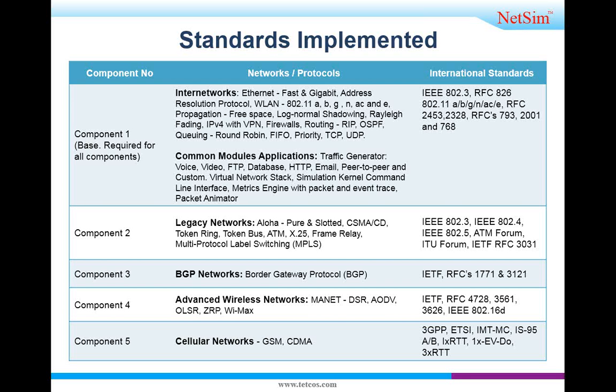Component two has legacy networks, some previous networks we used to design. It has Aloha, pure Aloha and slotted Aloha, then CSMA/CD, token ring, token bus, and frame relay. All these are legacy networks. Then component three has the BGP network, Border Gateway Protocol. Component four is advanced wireless network, which contains MANET and WiMAX. MANET has DSR, AODV, OLSR, ZRP, and the WiMAX protocol. Now, component five has cellular network, that is GSM and CDMA.